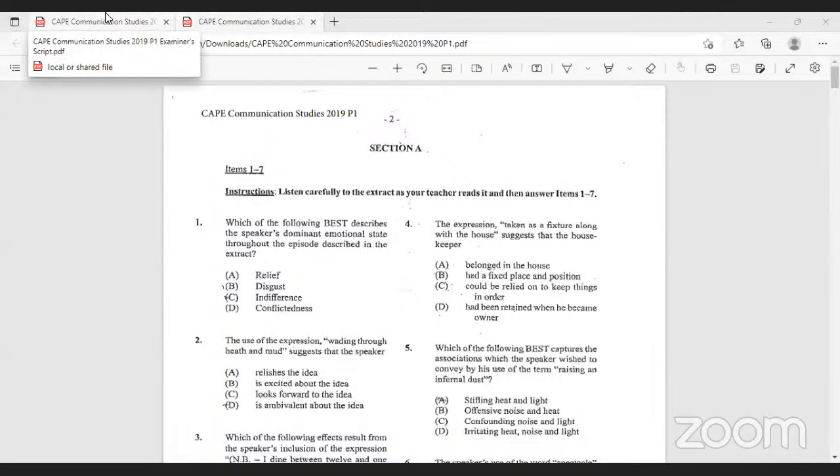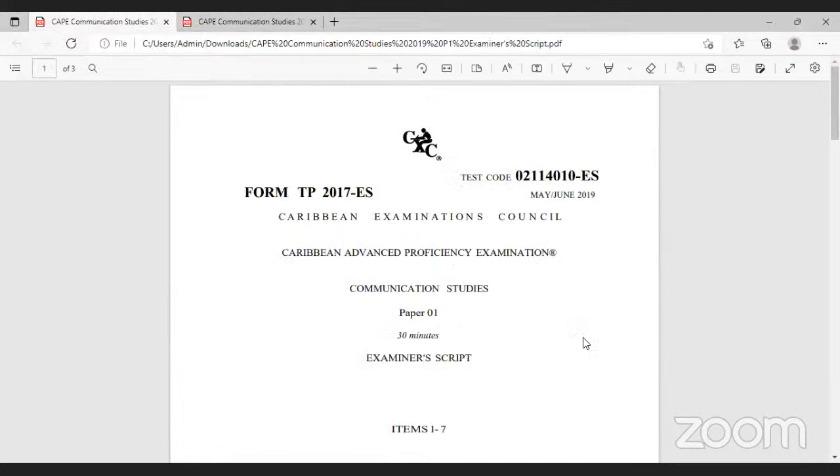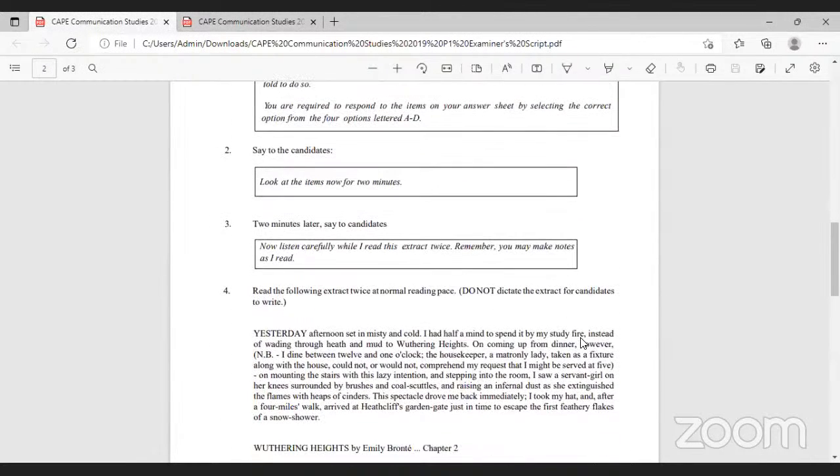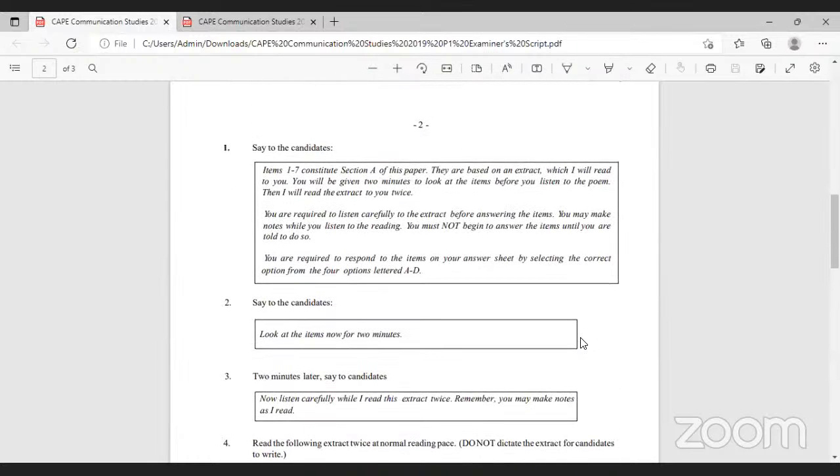Right. So the first section, section A, for the first 7 questions, you know that you're given an extract, and the teacher is supposed to read it, and then you answer items 1 to 7. Right, so I have the examiner script that you are seeing, just so that you can see how it looks. Let's see, there's an extract.